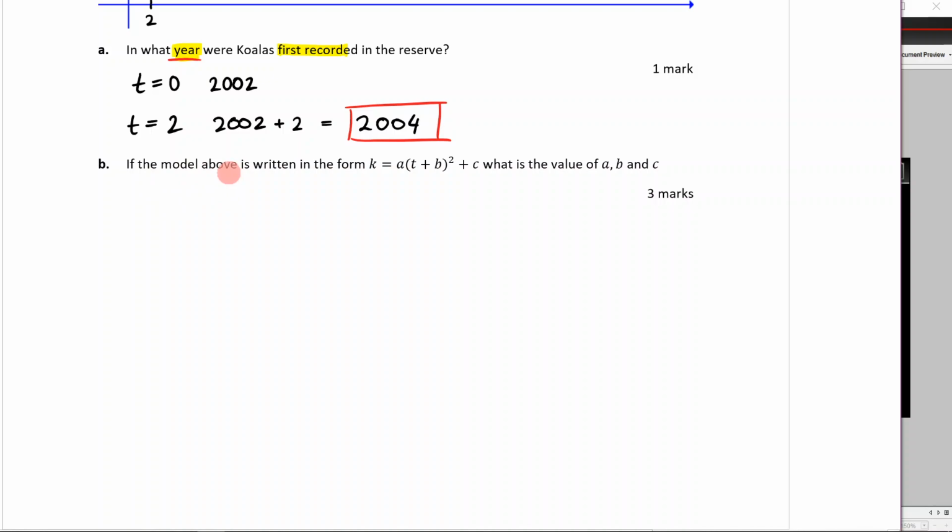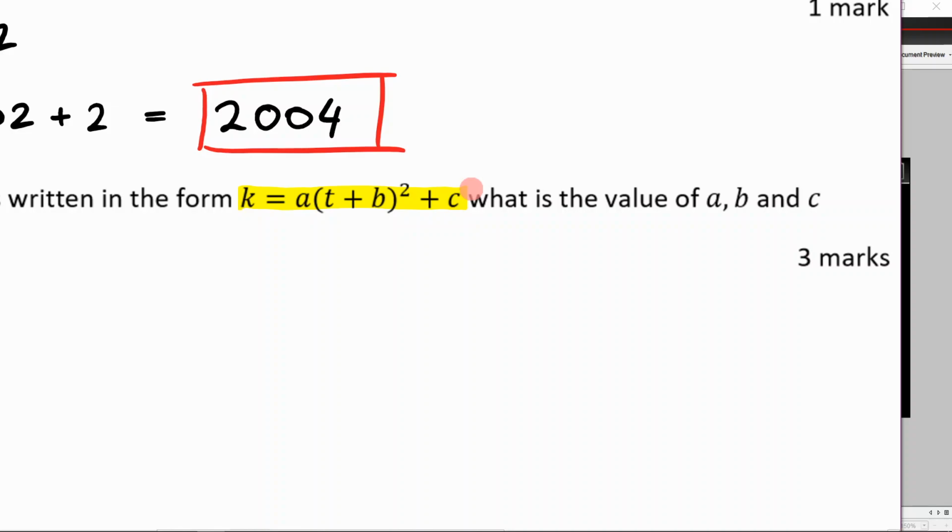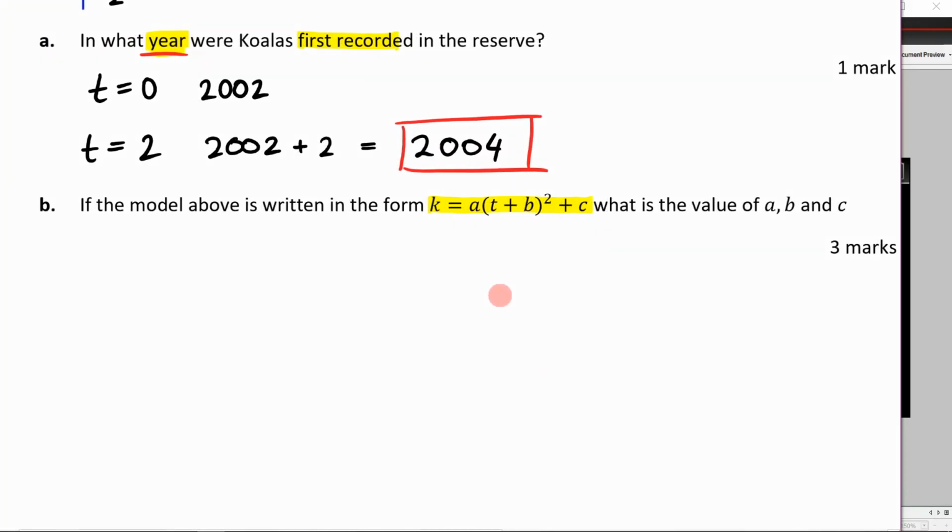in the model above, if the model above is written in this form, what is the value of A, B, and C? Okay, so if you look at this for a moment, what can you immediately tell? Well, we're dealing with a quadratic, and also we can write it in turning point form. So if I just rewrite what we've been given, K is equal to A(T plus B) squared plus C.